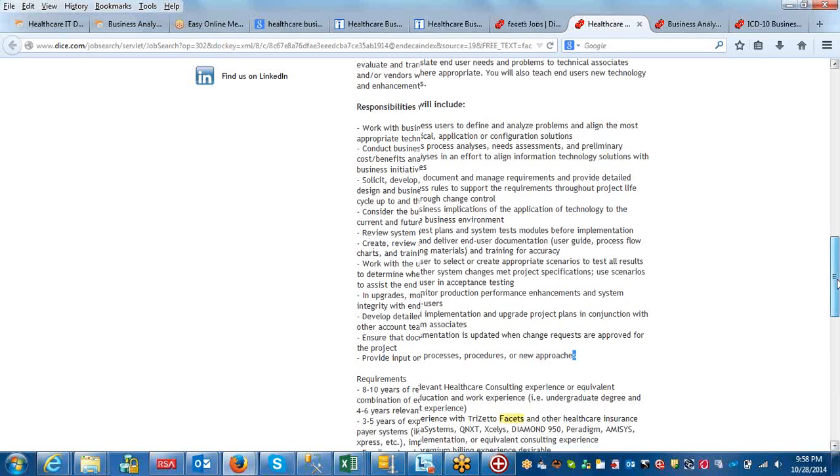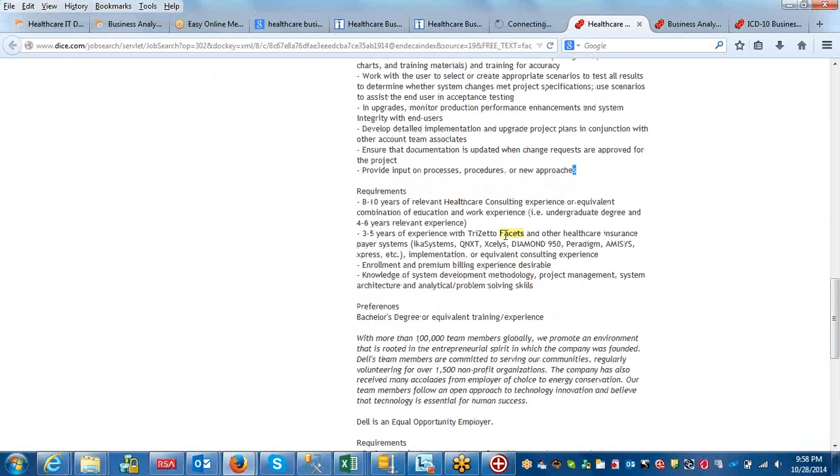Let's jump on to the core expertise, core requirements, what we see here. Here they are looking 3 to 5 years of experience with Trizetto Facets. They are looking at the health insurance payer system, which is like ecosystem, QNext, Auxiliary, Diamond, Paradigm, Amethyst, Express. They have listed that if you know one of the systems, you can apply for this job.